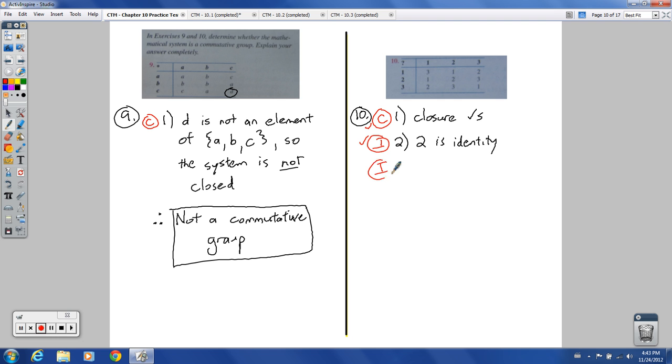Now I'm going to check, does each element have an inverse? So we have something plus each one getting you back to 2. So 1 plus 3 it looks like gives me 2. 2 plus itself gives me 2. And 3 plus 1 gives me 2. So it looks like we are good to go with an inverse for each element. Let's say each has an inverse, and so this checks out.